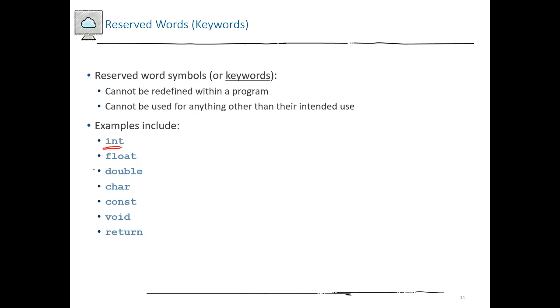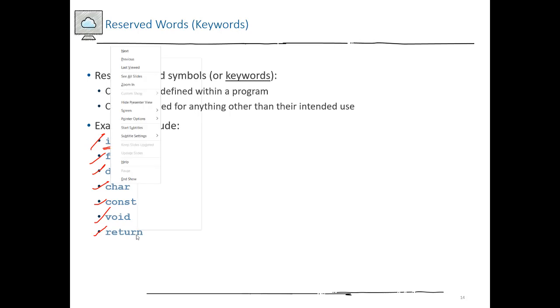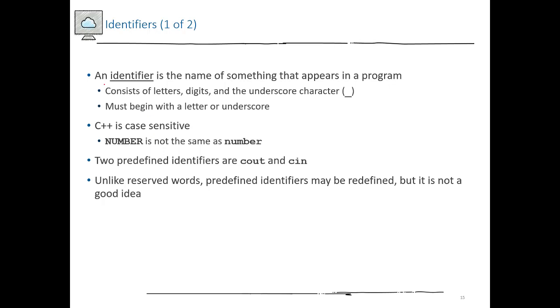It's off limits. So what are some of the different reserved words for data types? Int, float, double, character, constant, void, and return. So these are some of the reserved words. There are many reserved words, but I've listed some of them over here. Okay, and let's see. What else? Next, we have identifiers. What are the identifiers? Identifiers is a name of something that appears in a program, right?